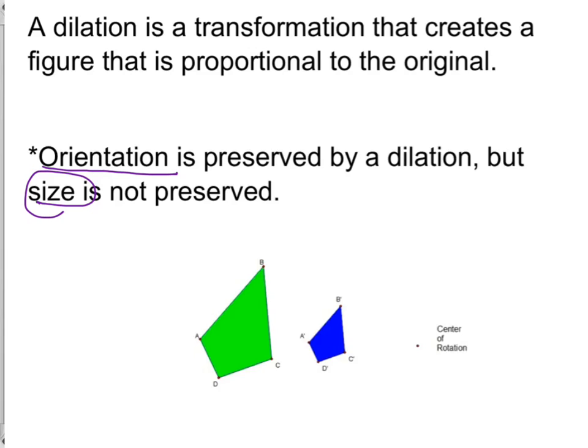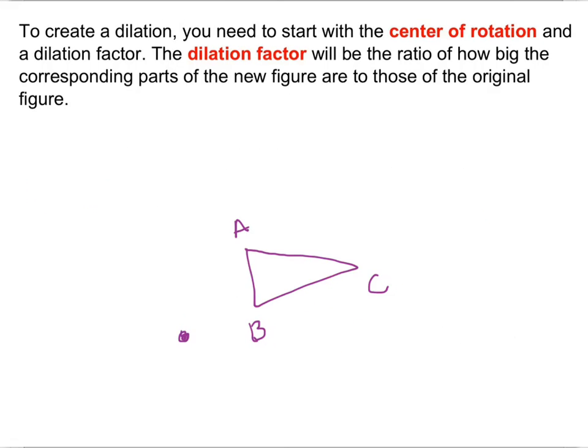So you have a center of dilation here. And let's see, since that's A and this is A prime, you can see that this was the original figure here, and that's the dilated figure. And we know that the blue figure is smaller than the green figure, so the dilation factor must have been a number between 0 and 1. So it was some sort of fraction. What we know about a dilation is you need to have a center of dilation.